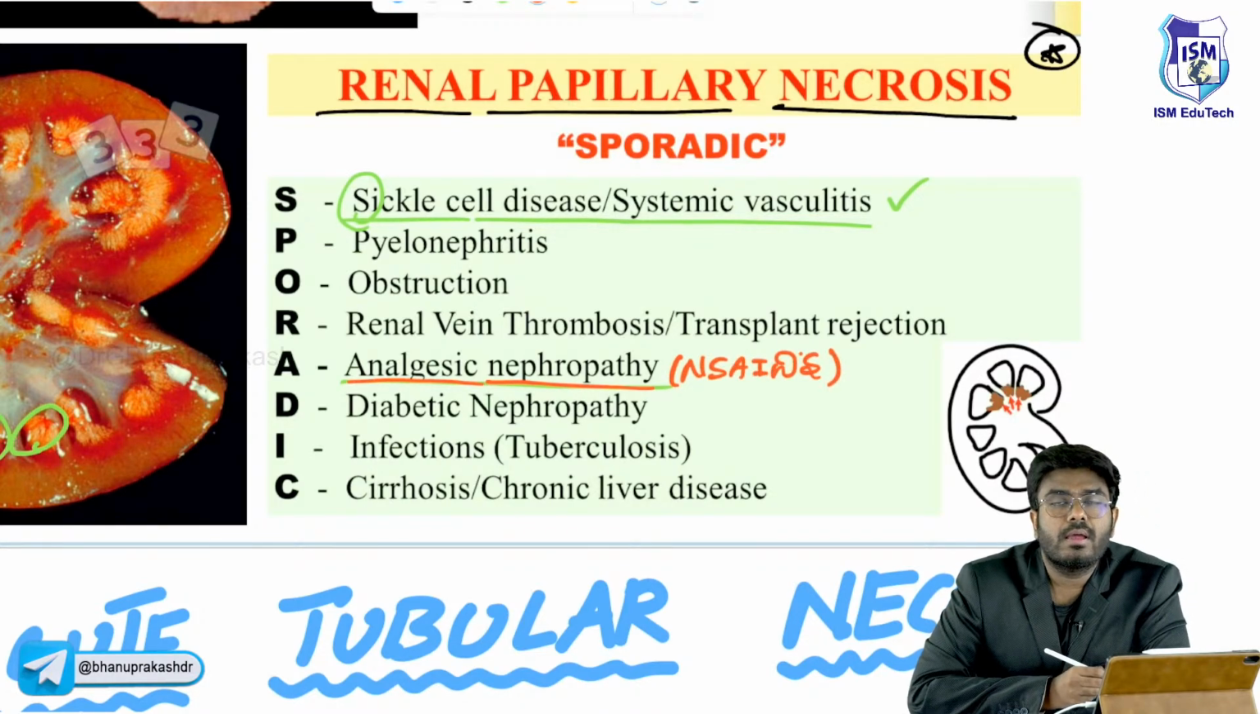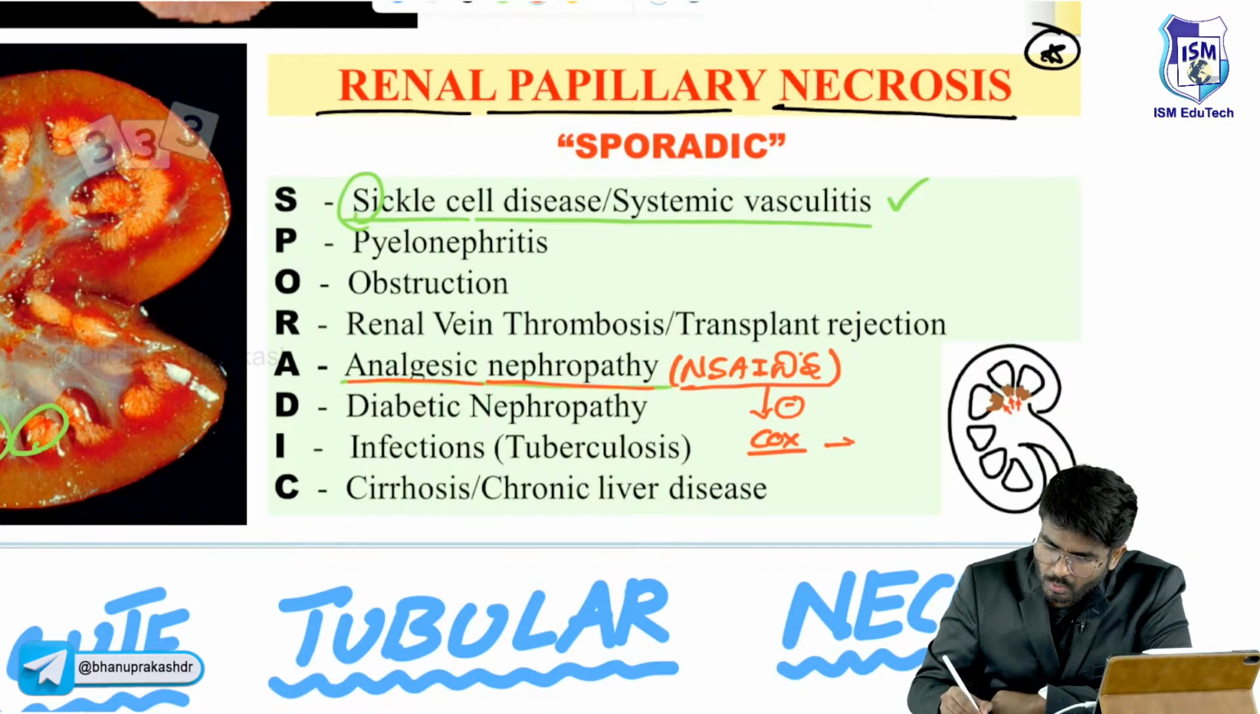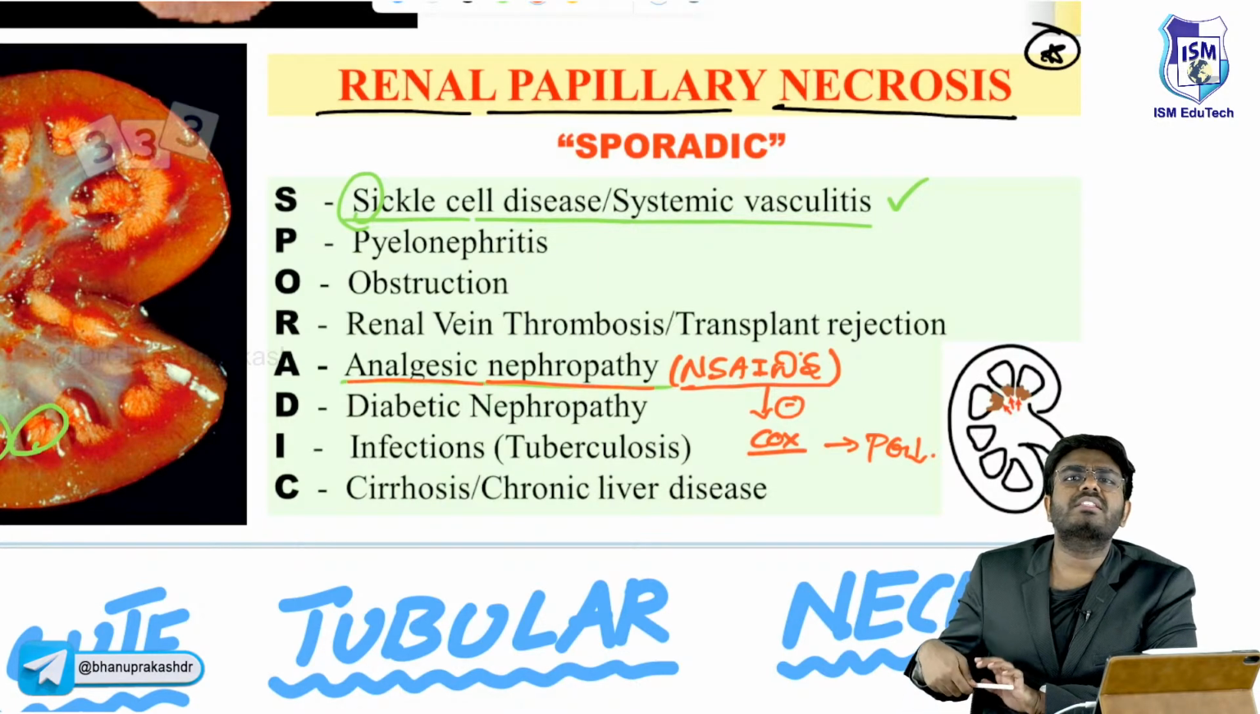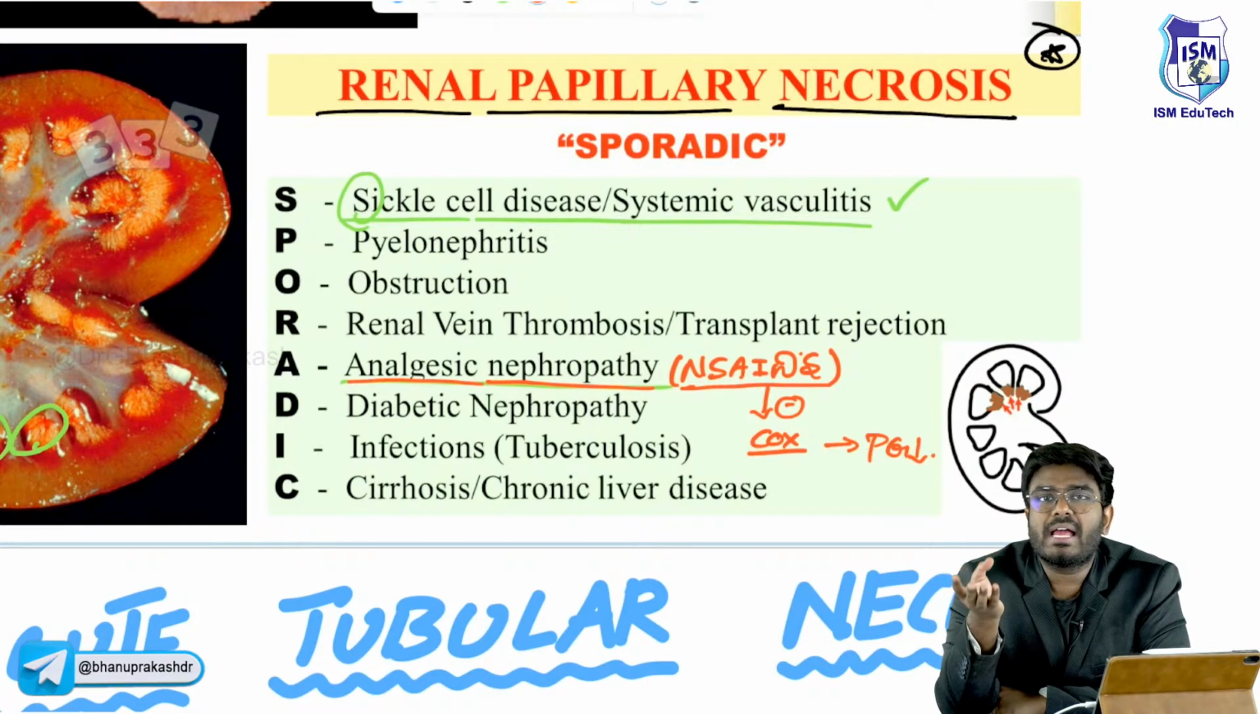It's the NSAIDs, non-steroidal anti-inflammatory drugs. One thing about NSAIDs is that they inhibit the cyclooxygenase pathway. When the cyclooxygenase pathway is inhibited, what happens to the prostaglandin levels? Prostaglandins go down. Whenever prostaglandins are not there, what happens to the blood vessels? The blood vessels will undergo vasoconstriction. There is vasoconstriction, less blood flow to the kidney, less blood flow to the renal papilla, so necrosis. So analgesic nephropathy is one of the causes of renal papillary necrosis.